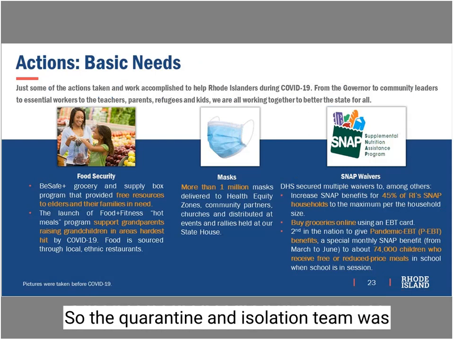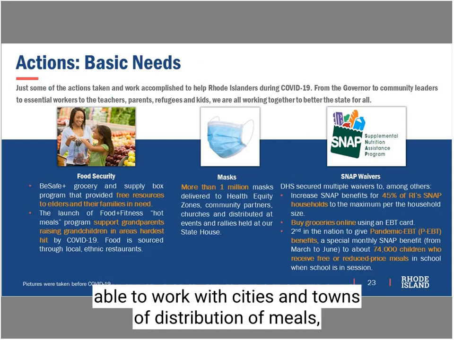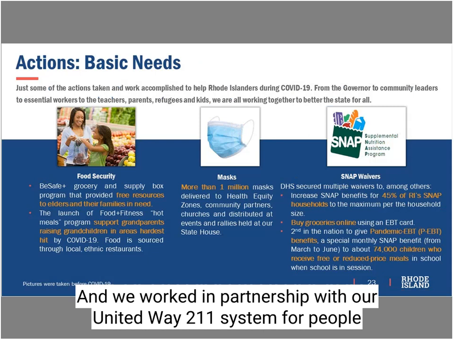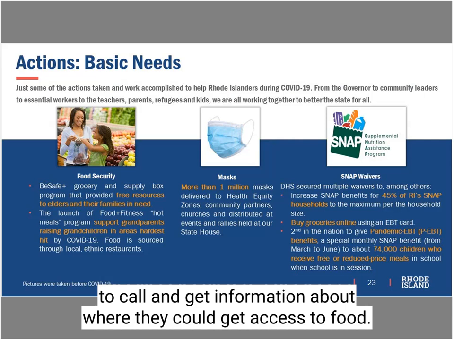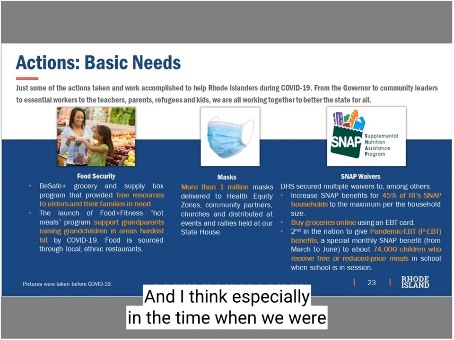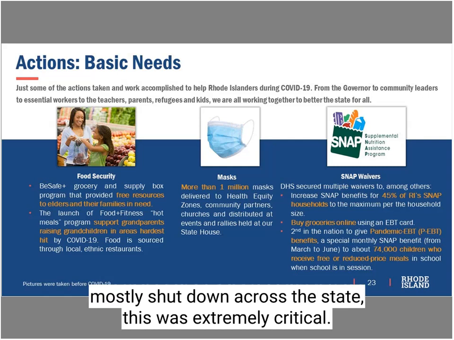So the quarantine and isolation team was able to work with cities and towns on distribution of meals, culturally appropriate meals in neighborhoods across the city. And we worked in partnership with our United Way 211 system where people could call and get information about where they could get access to food. And I think especially in the time when we were mostly shut down across the state, this was extremely critical.